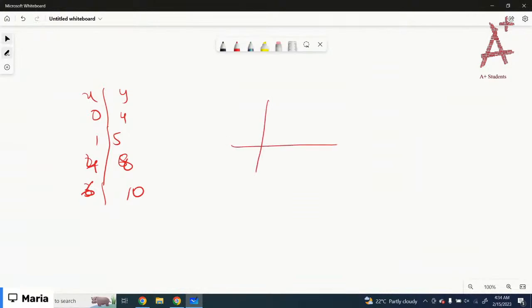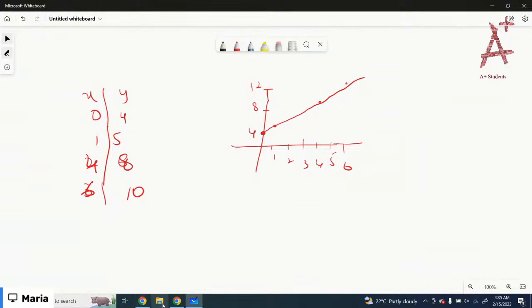Got it? Here you have the graph. When x is 0, y is 4. Here's the first point. When x is 1, y is 5. Here you have 1 and here you have 5. When x is 4, y is 8. When x is 6, y is 10. Just join these points and make a straight line. Got it? So that's how you can make a straight line.